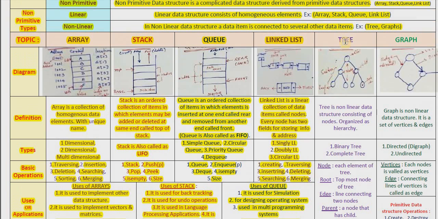Okay. Next data structure is tree. Tree is an example of a non-linear data structure. Non-linear means it is not straight, it is spread. Let us see the definition. Tree is a non-linear data structure consisting of nodes organized as hierarchy. Hierarchy means levels.